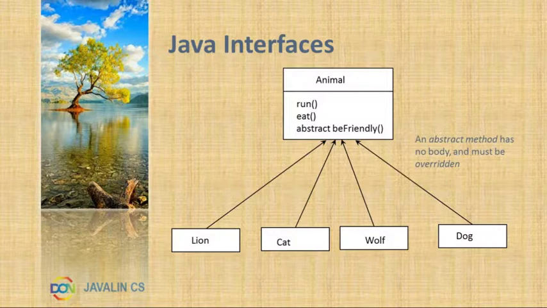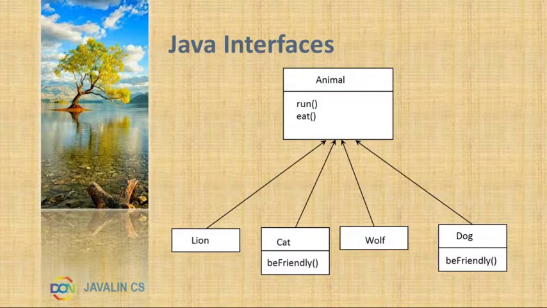Another approach might be to add bee-friendly as an abstract method. Abstract methods have no body and must be overridden at the next level of inheritance, otherwise an error is generated. This allows for variations in the bee-friendly method, but it would mean that we would need to always override the bee-friendly method for every class extended from animal. In the case of wolf, for instance, we would have to write a bee-friendly method which did nothing. So this solution has problems as well.